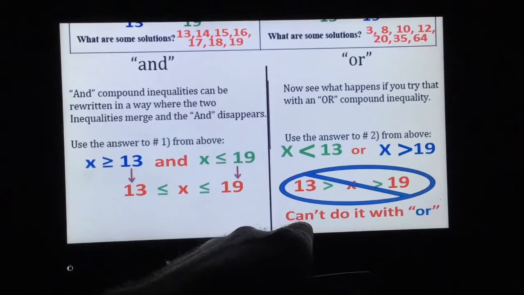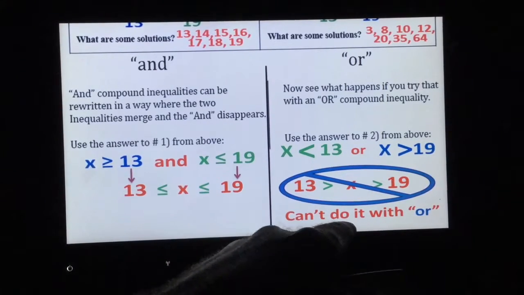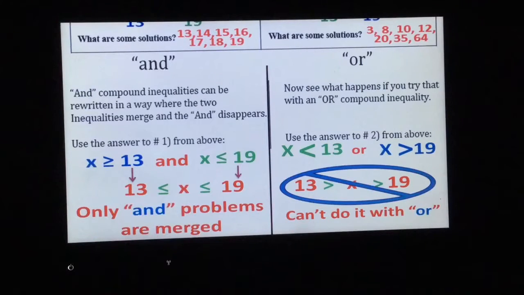So I want you to write can't do it with the OR. And then I want you to write over here, only AND problems are merged. Okay, so go ahead and write that down. And then we're going to go ahead and start doing some problems.